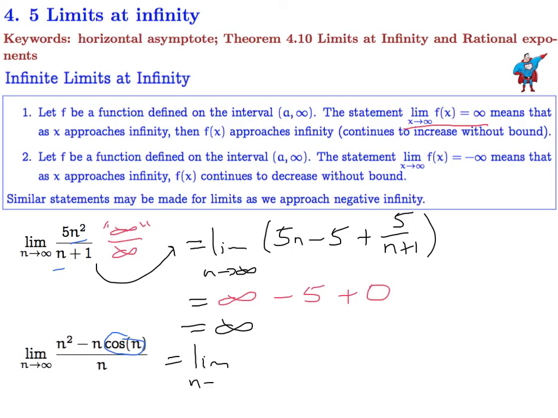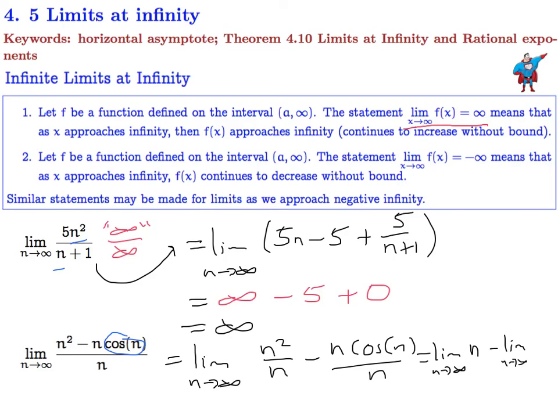All we need to do is break this up into pieces. So this is the same as writing n squared over n minus n times cosine of n over n. Remember, this is just unadding our fractions, breaking them up into two fractions, and then each one of these is pretty easy. The first one will be the limit as n approaches infinity of just n after simplifying, minus the limit as n approaches infinity of cosine of n.